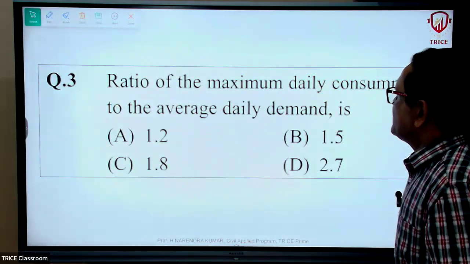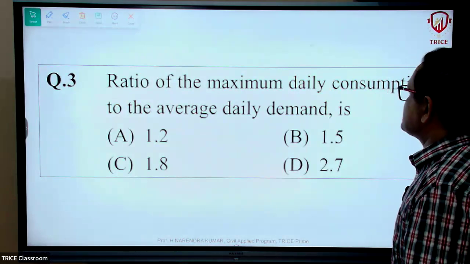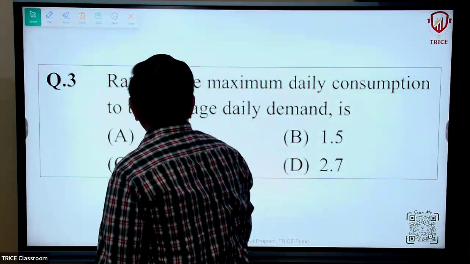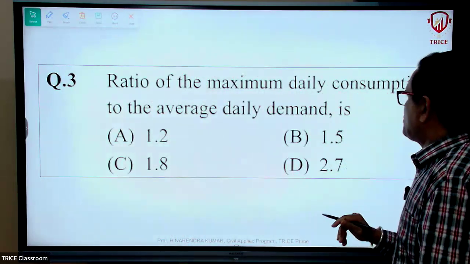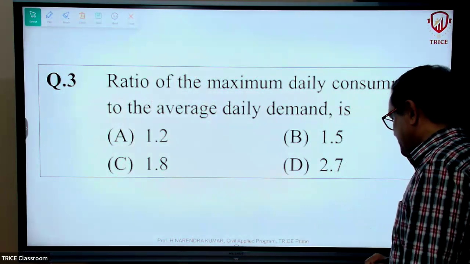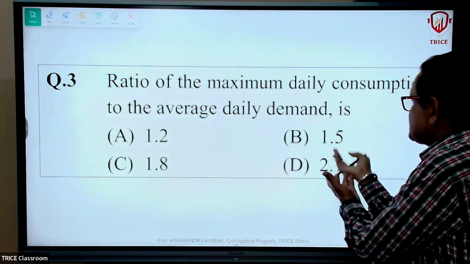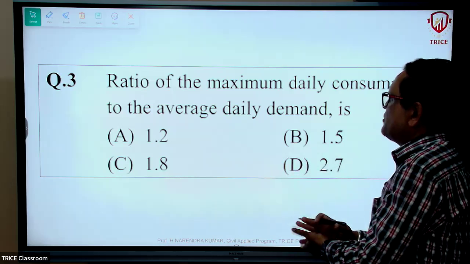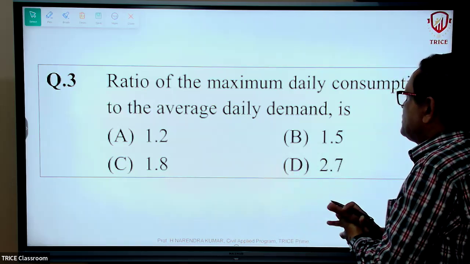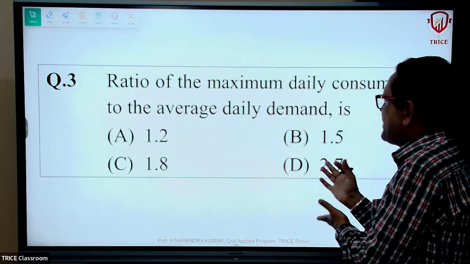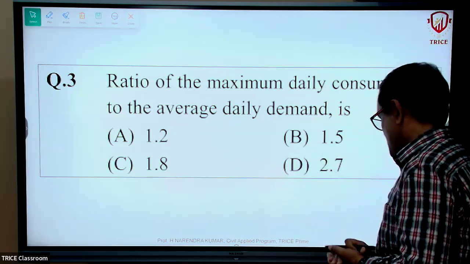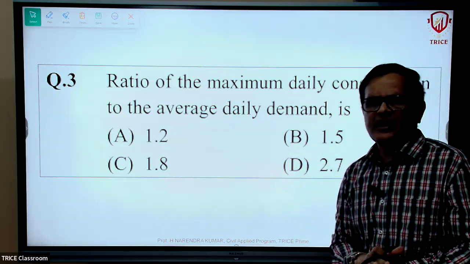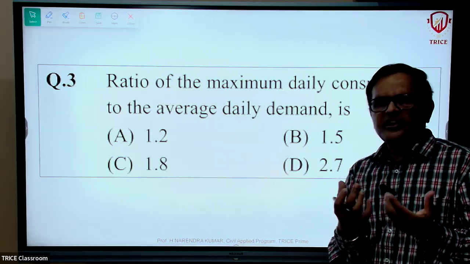So the next question is: ratio of the maximum daily consumption to the average daily demand. I think you can give me the answer. There are four options: 1.2, 1.5, 1.8, and 2.7. Any takers at least for this question? Because this is the first thing that we learn in the variation in water demand. MDD is equal to dash into ADD. Maximum daily demand is equal to dash into ADD. Okay, please respond, because even though it is online, we need to reciprocate.